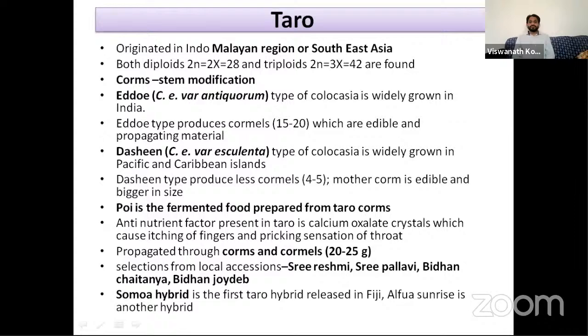And for yams, we will see next. What is the tuber size? So these are propagated vegetatively. Propagated vegetatively by corms and cormels. The size is 20 to 25 grams.